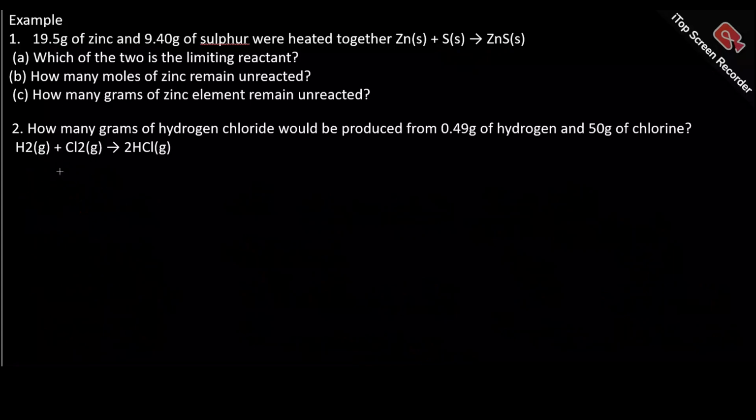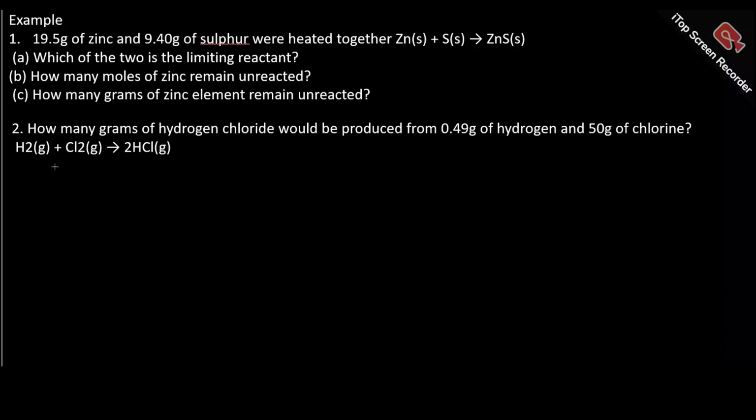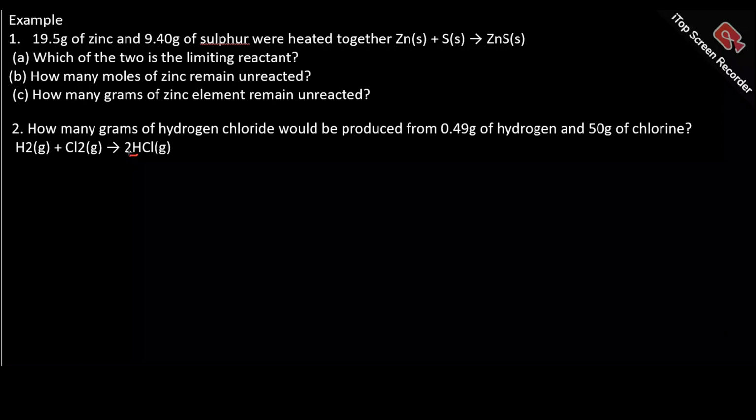Okay, so the question is saying, how many grams of hydrogen chloride could be produced from 0.49 grams of hydrogen and 50 grams of chlorine? And this is the reaction that we have. We can see that it's already balanced. Hydrogen 2, this side 2 as well. Chlorine 2, even this side 2. This 2 implies that it's on hydrogen, it's also on chlorine.